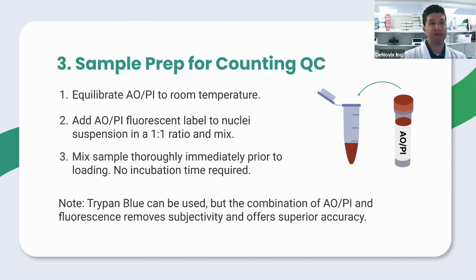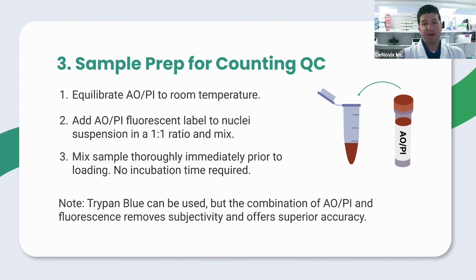So the first step here is equilibrating your AOPI to room temperature. Definitely keep the nuclei suspension on ice. We want those to remain cold, as I noted before, to ensure that they are stable. But the AOPI will perform better when it's warm to room temperature. Like all fluorophores, the cold can quench some of the signal. So we want to make sure that there's no signal loss from just being cold.